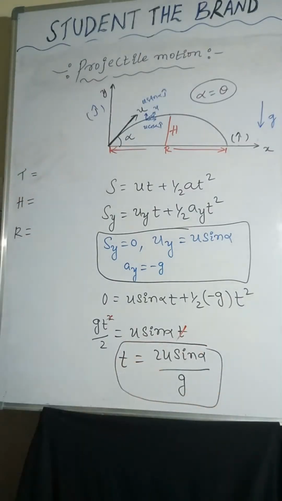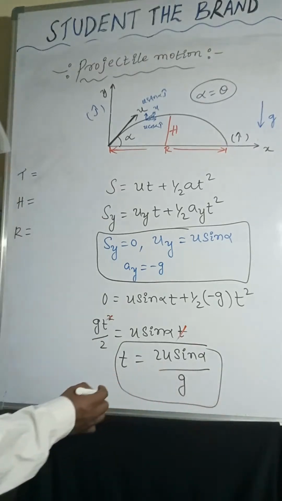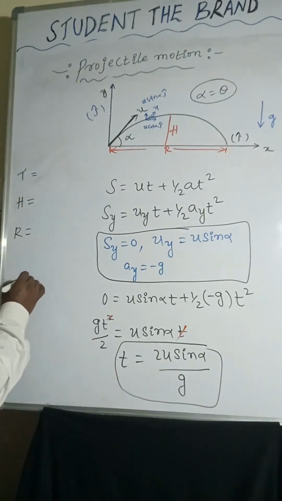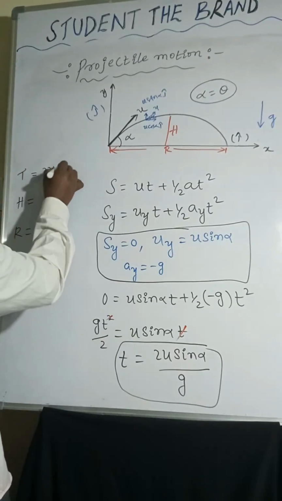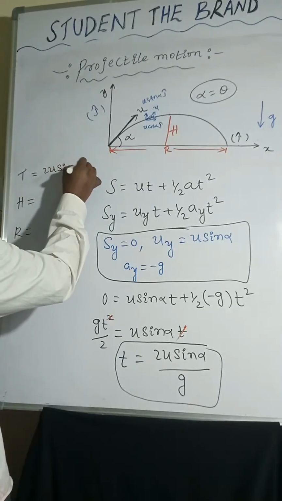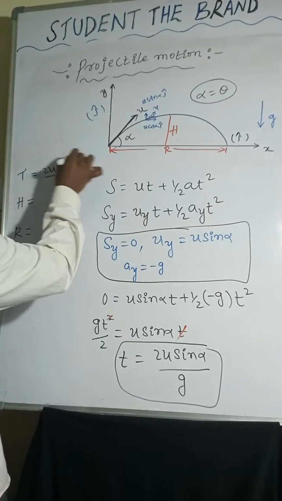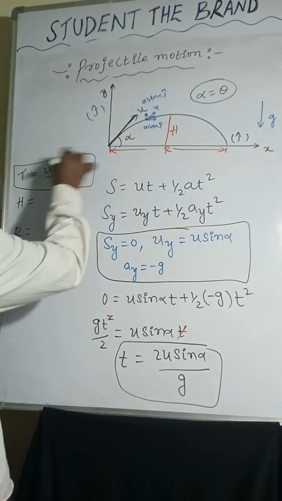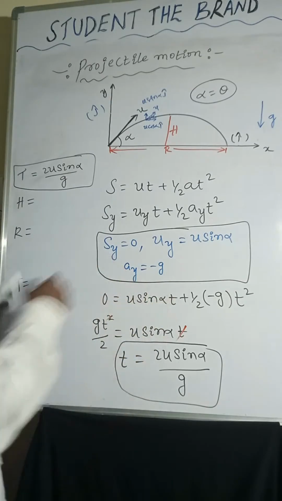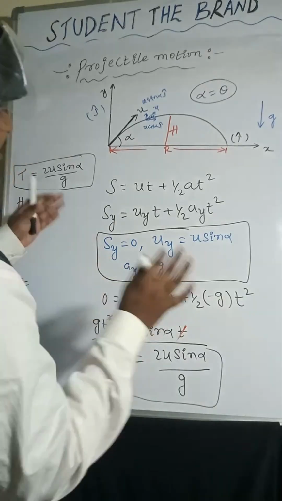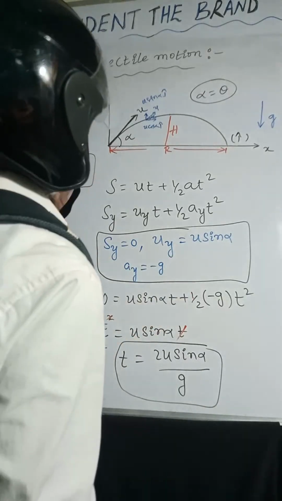So we can take capital T. So that is capital T equal to 2u sin alpha by g. Okay, so I am writing all the equations here itself. One second. Is it clear? Once again I will explain. Listen carefully.